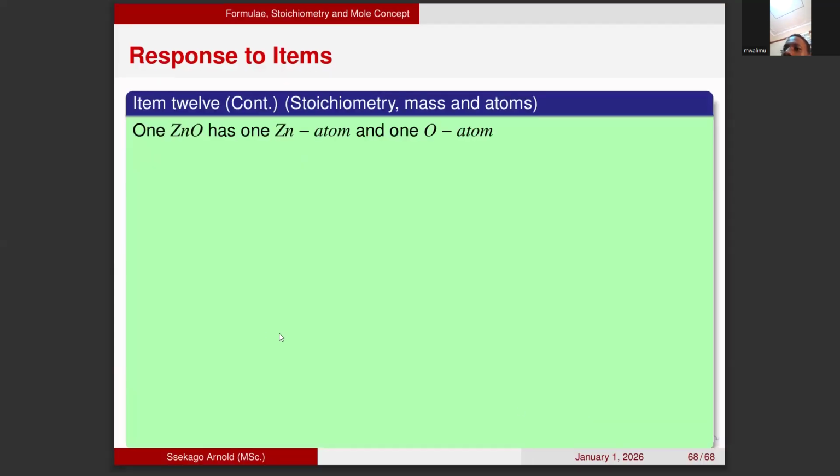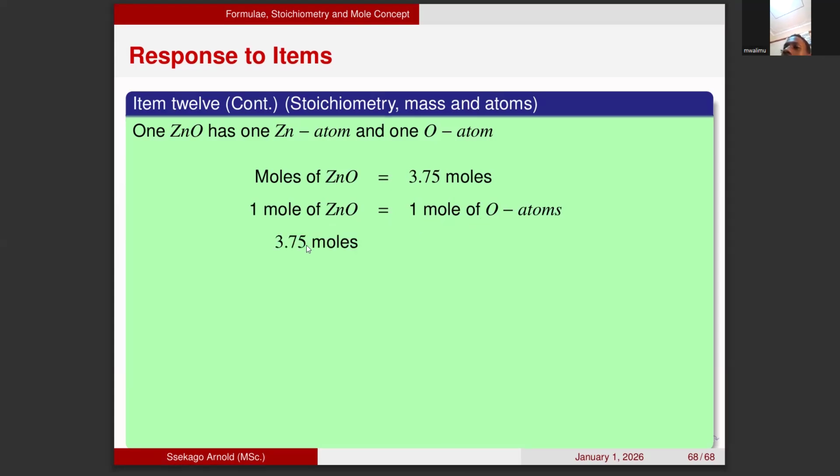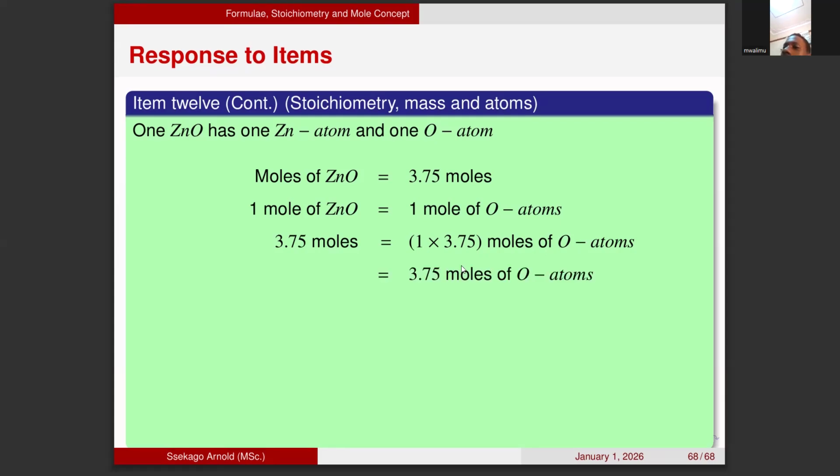Still, we know this now, that 1 zinc oxide has 1 zinc atom. So we have seen for zinc. Now we are interested in oxygen atom. So moles of zinc, they are still 3.75 moles. And 1 mole of zinc oxide has 1 mole of oxygen atoms. Therefore, if one has 3.75 will be having 1 times 3.75 moles of oxygen atoms. And in this case, we obtain 3.75 moles of oxygen atoms.